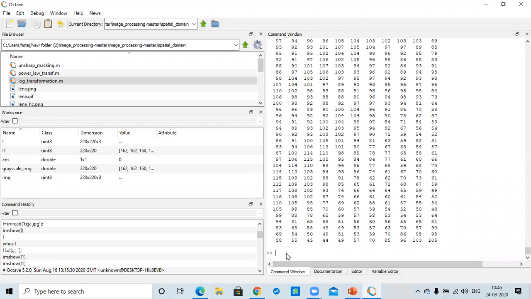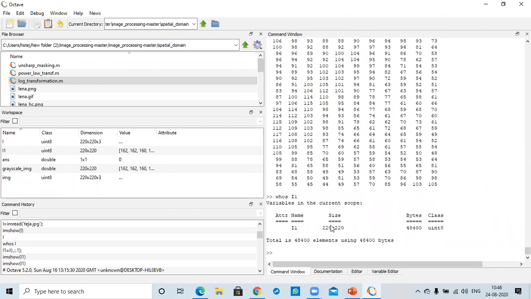Now the matrix size: to find the size of the matrix, you press I1. That is a 220 by 220 matrix. How many bytes are required is also given. The type is unsigned integer 8. So how many bytes are required it will also display.